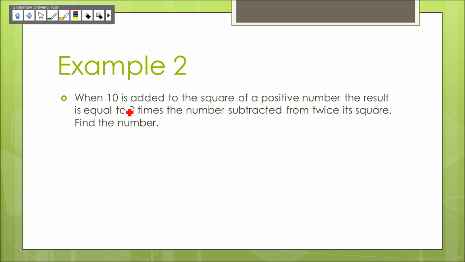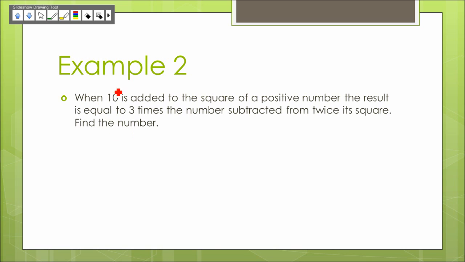When the number 10 is added to the square of a positive number, the result is equal to 3 times the number subtracted from twice its square. Find that number. Okay, let's start finding some mathematical operations to put in with our words that we've got in here.